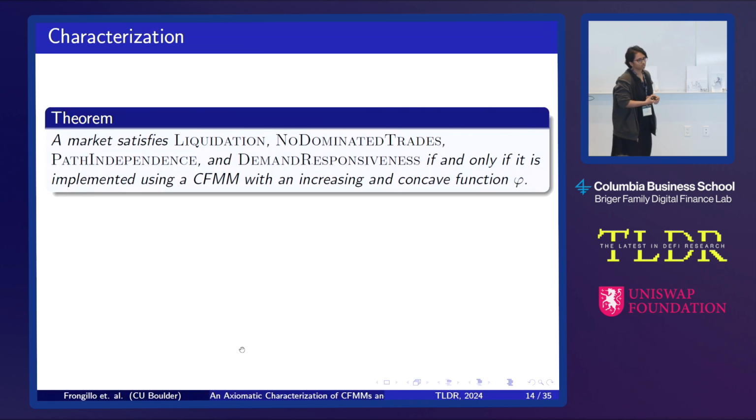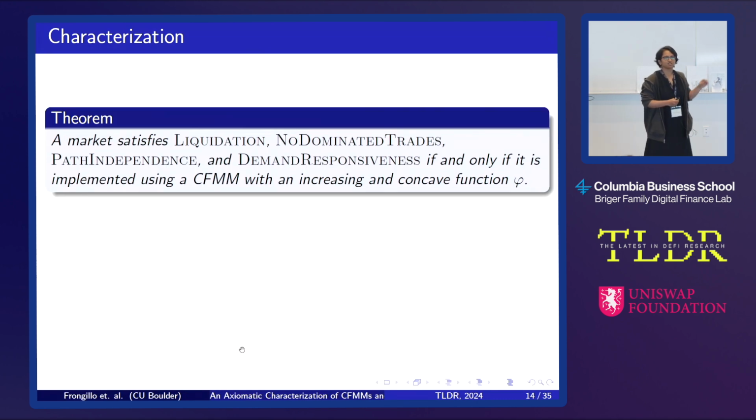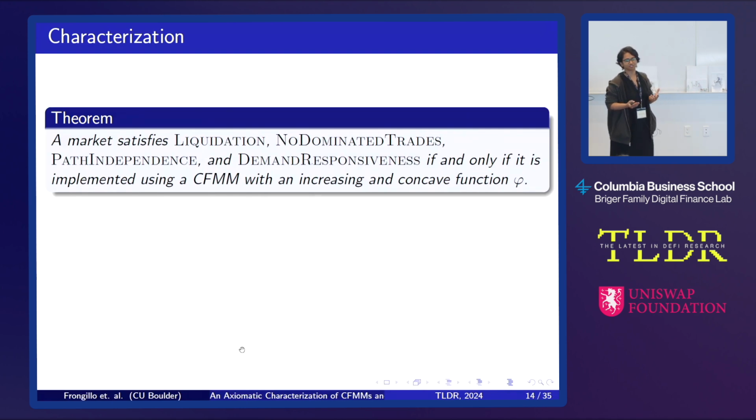So our first result shows that a market satisfies all these 4 axioms, which hopefully we can agree are pretty basic for a market to function, if and only if it's implemented using a CFMM with an increasing concave phi. So it justifies that, yes, the DeFi world was correct in choosing CFMMs. That's a good theoretical justification for it.